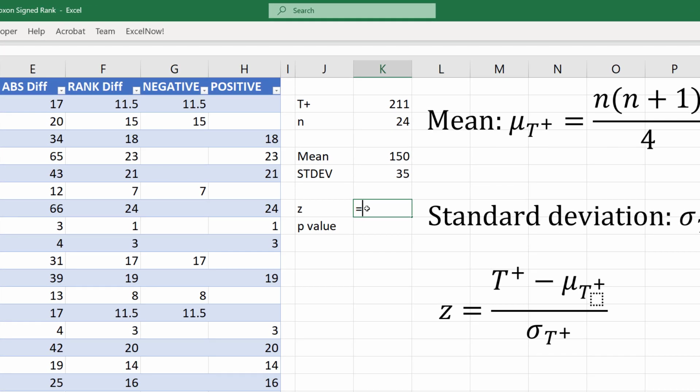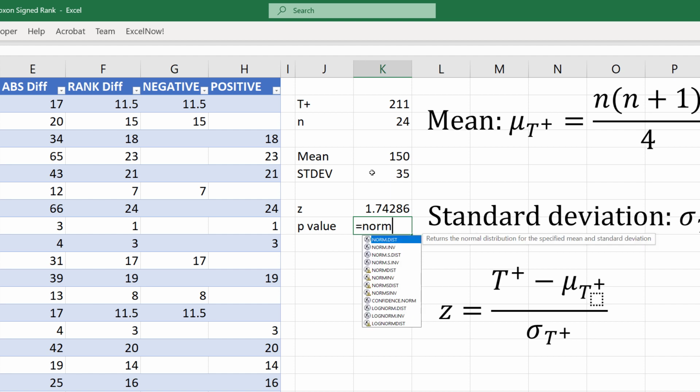That's very simple. So equals t plus minus mu sub t plus, which is our mean here, divided by standard deviation, which is right there. So our z value is 1.74286. So obviously that is positive, so that means it's in the upper end of the normal distribution. Now we want to find the p-value. And this is where it gets a little tricky, but it's not too bad. So 1.74286, if we find the p-value, let's go ahead and do that real fast.